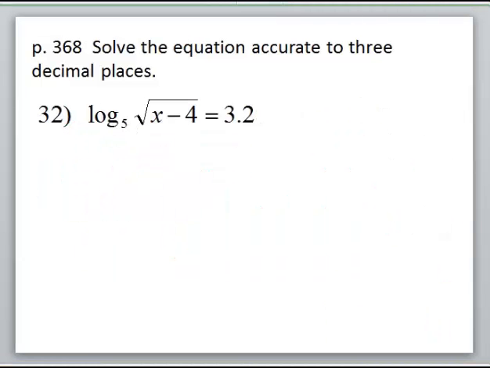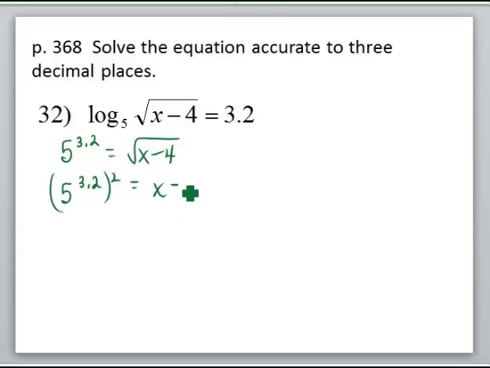One more review type problem before moving into derivatives. So this last one here, the base is 5, the exponent is 3.2, and it equals the square root of x minus 4. So I'm going to square both sides. I'm going to have 5 to the 3.2 squared is equal to x minus 4.